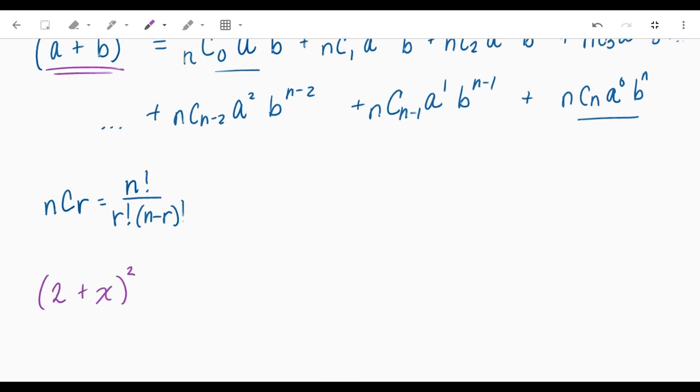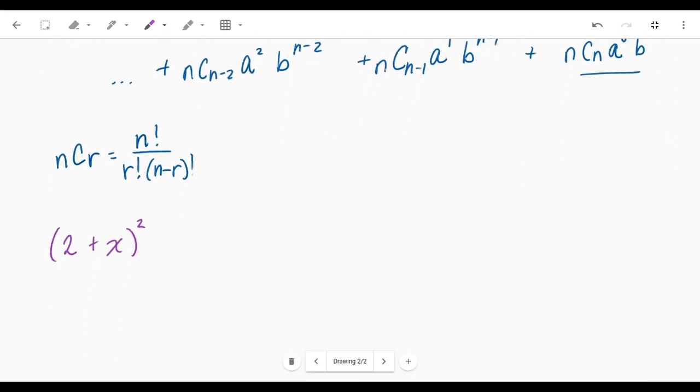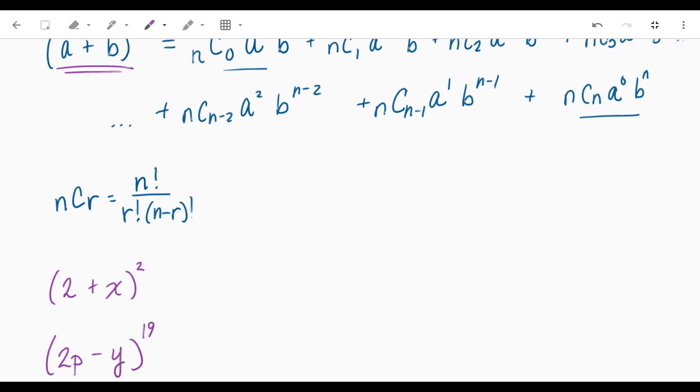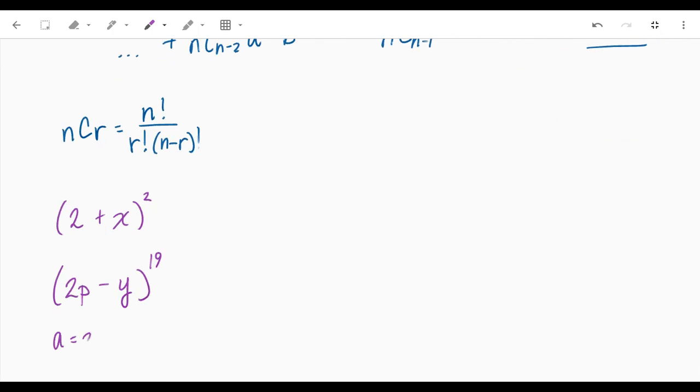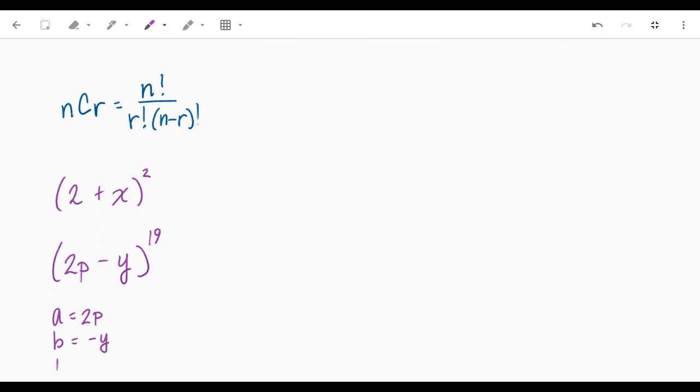But maybe if we had something as complex as, in the example that I'm looking at, (2p minus y) to the 19th power, do you really want to do 2p minus y times 2p minus y, and then multiply that by 2p minus y, and just keep multiplying 19 times? You don't want to do that. That would take forever. We want to use the binomial formula there, where a would be 2p, b would be negative y, and n would be 19.